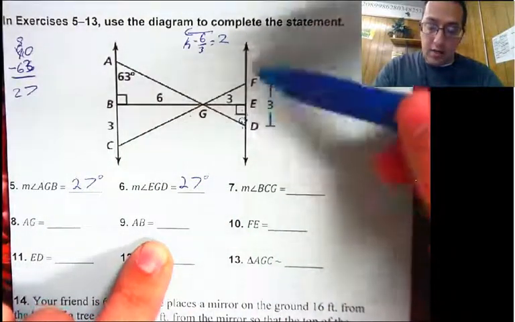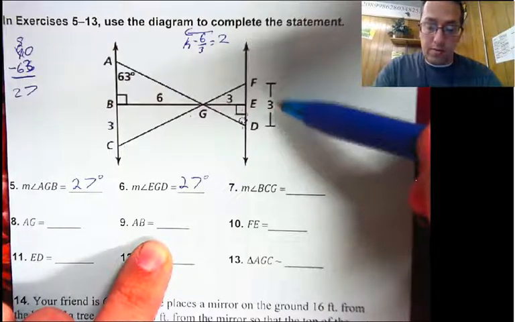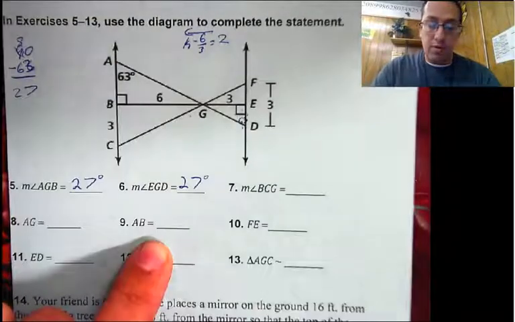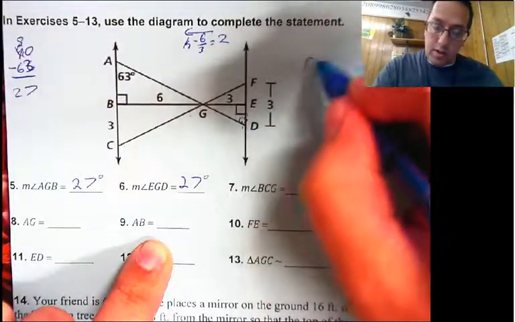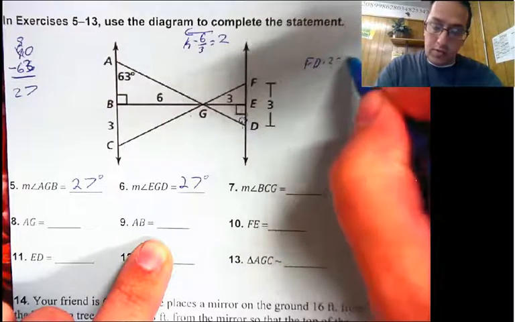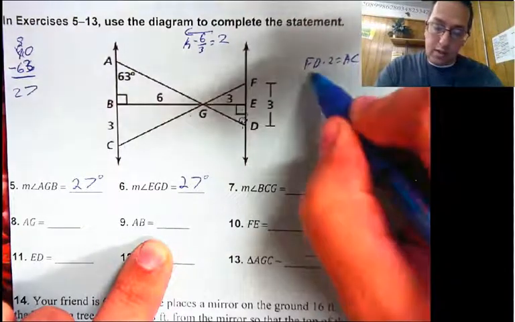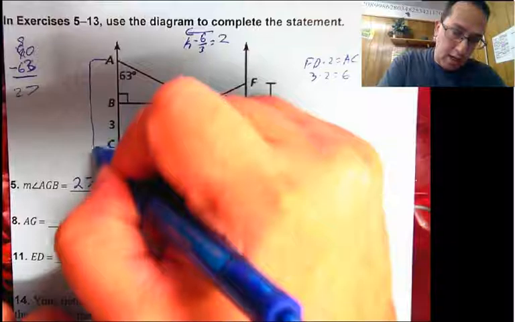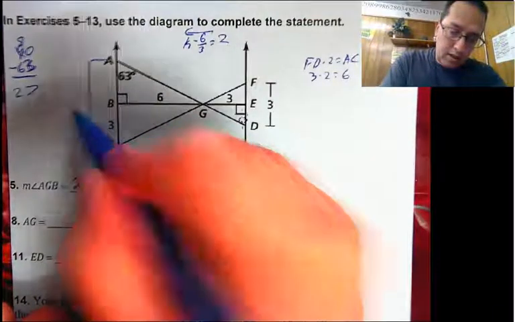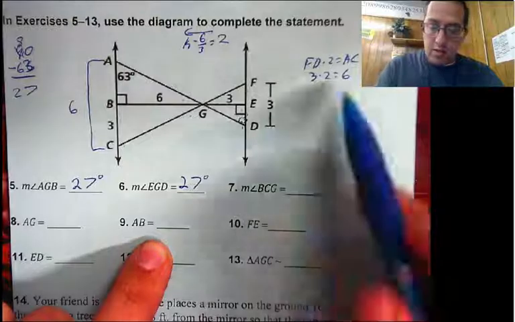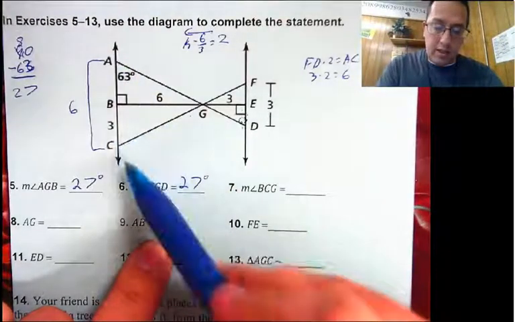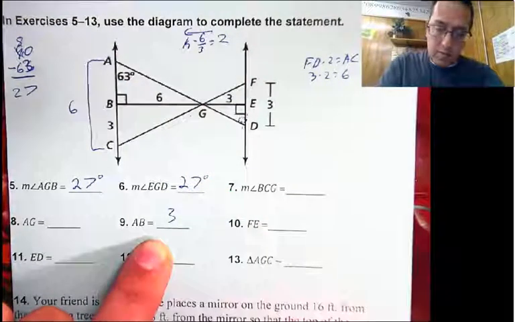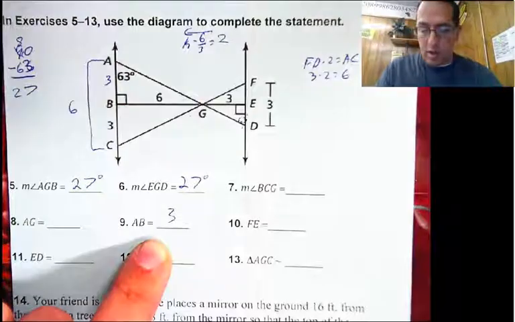Well, FD here has a length of 3. And if I know what AC is, then I can find the length of AB, because I know that part's 3. So I'm going to take FD times 2 to equal AC. So that's 3 times 2 equals 6. So I know that this entire thing from A down to C is 6, right? And if A to C is 6 and B to C is 3, that leaves me 3 left over for AB. So that's going to be 3. I'm going to write it down so I don't forget it.